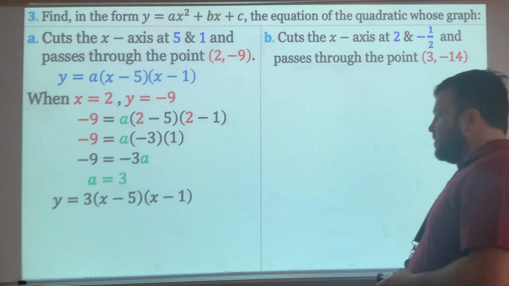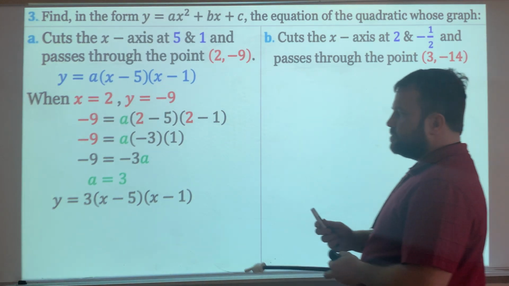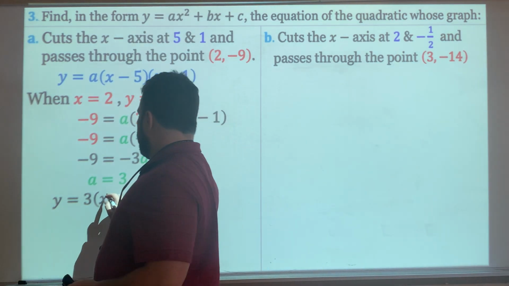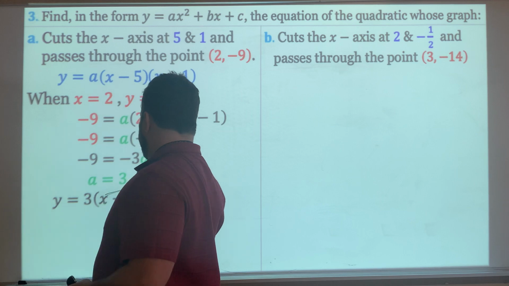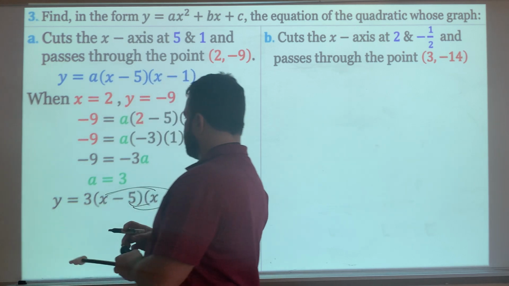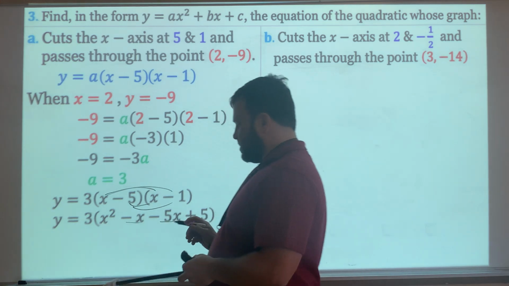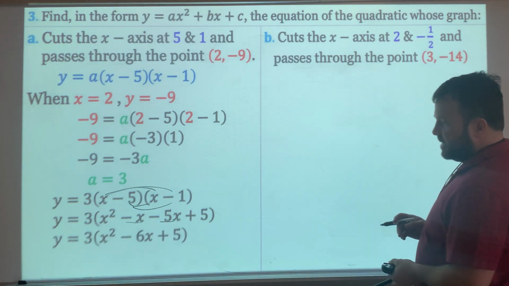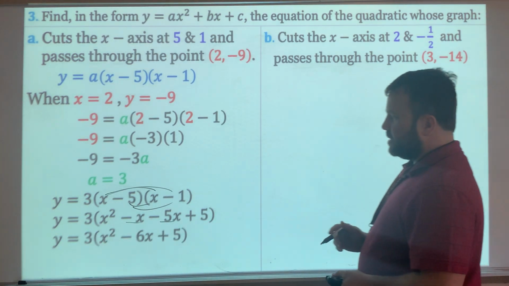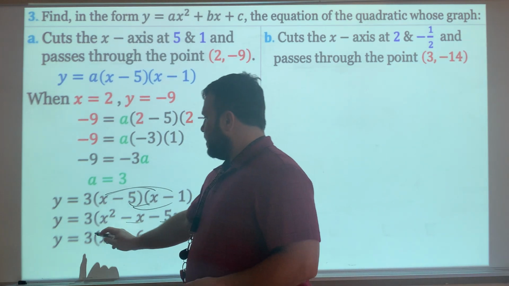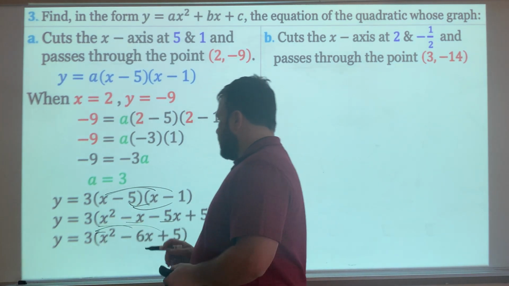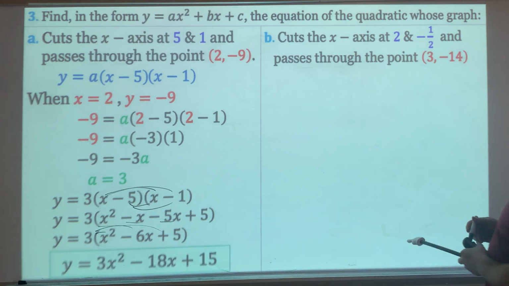So now you're going to have to use your rules. You take x squared minus x minus 5x plus 5. All right, combine like terms. Negative x minus 5x is negative 6x. And then you're going to distribute your 3. All right, 3x squared minus 18x plus 15. That's all there is to it.